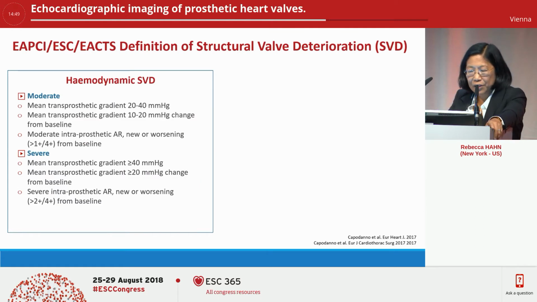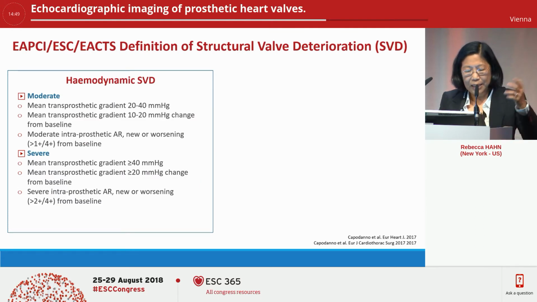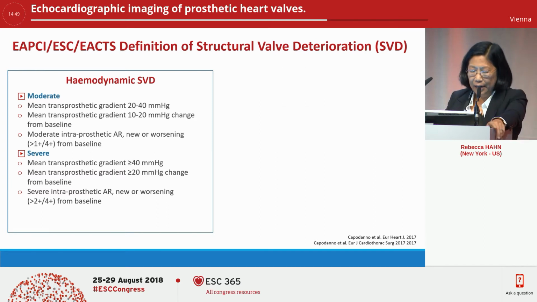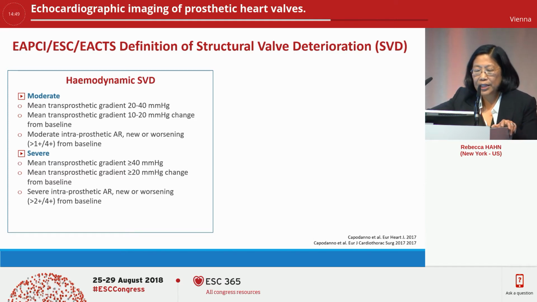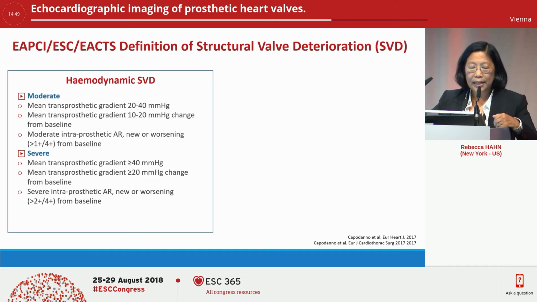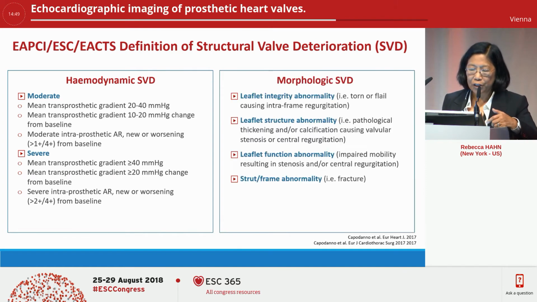So the definition of structural valve deterioration by Capodanno, and again, this is from the European Society of Echo, uses just gradient and says that if you have a change in mean gradient of 10 to 20 from baseline, then that's going to be abnormal. And certainly if you've got an absolute mean gradient of 20 to 40 millimeters of mercury, that can't be normal. And then if you have more than 1 plus regurgitation, that's also not normal. And then they give criteria for severe.